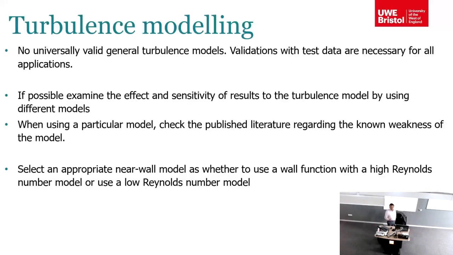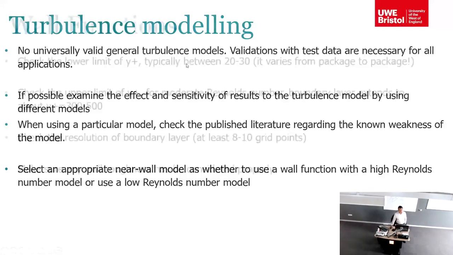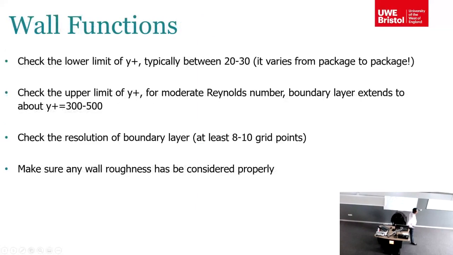And for near wall conditions, use an accurate or appropriate near wall model. Make sure you do that. We talked about wall functions the other day. Use proper wall functions for boundary layer problems, and check the resolution of the boundary layer. Rule of thumb is to use at least 10 grid nodes in the boundary layer.